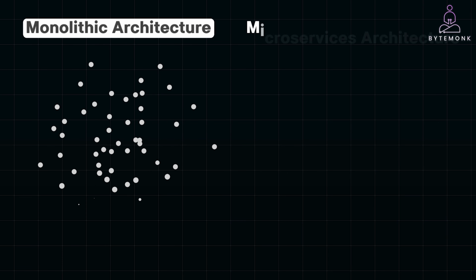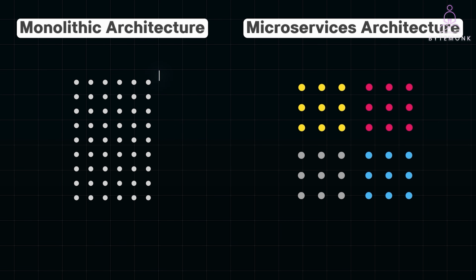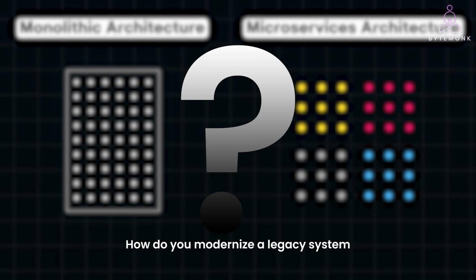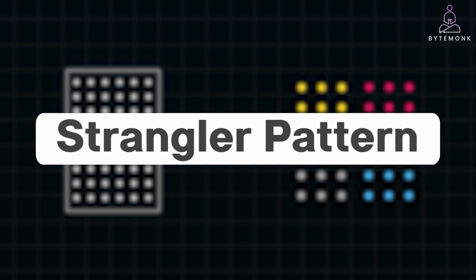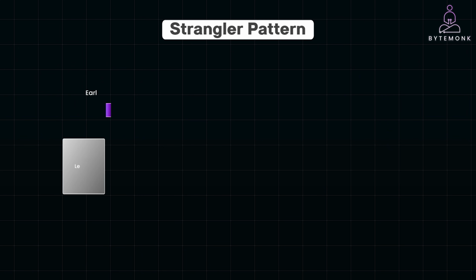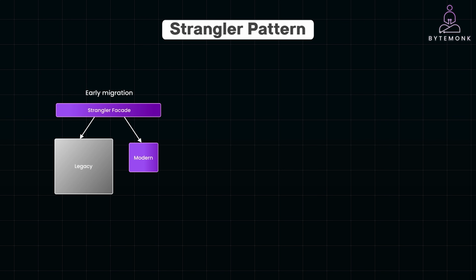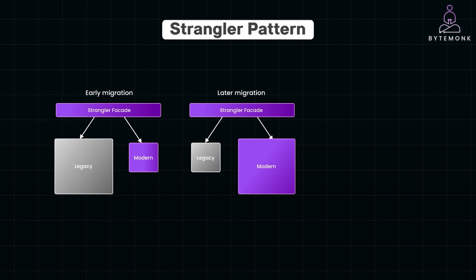Transitioning from monolithic system to microservices can be a daunting task. How do you modernize a legacy system without causing major disruptions? That is where the Strangler Pattern comes in, a powerful technique for gradually migrating from a monolith to microservices without having to do a full system rewrite from scratch.